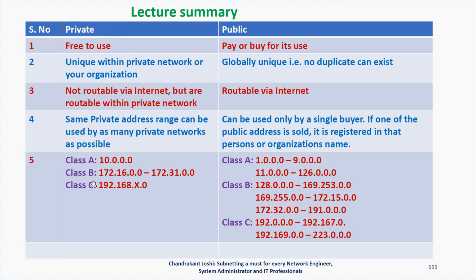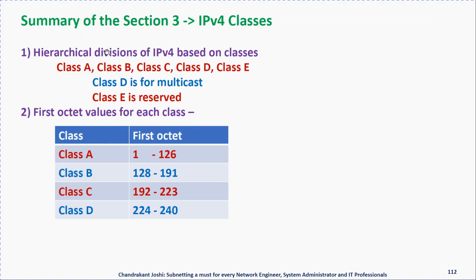For private addresses in class A, class B and class C, these are the free ranges. Don't forget, in class B, 169.254.0.0/16, that is APIPA. That is why I have not written it over here, but I have mentioned it. So if you want, you can add it over here, it's not necessary. So this is about the lecture summary.